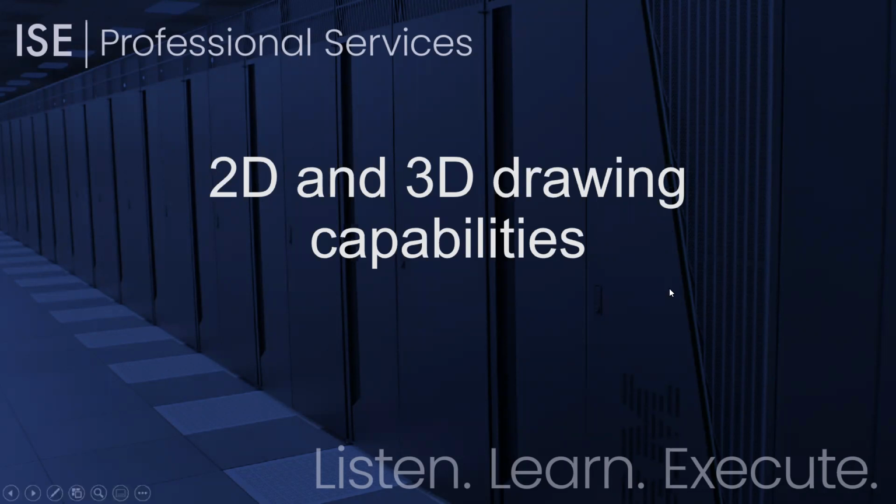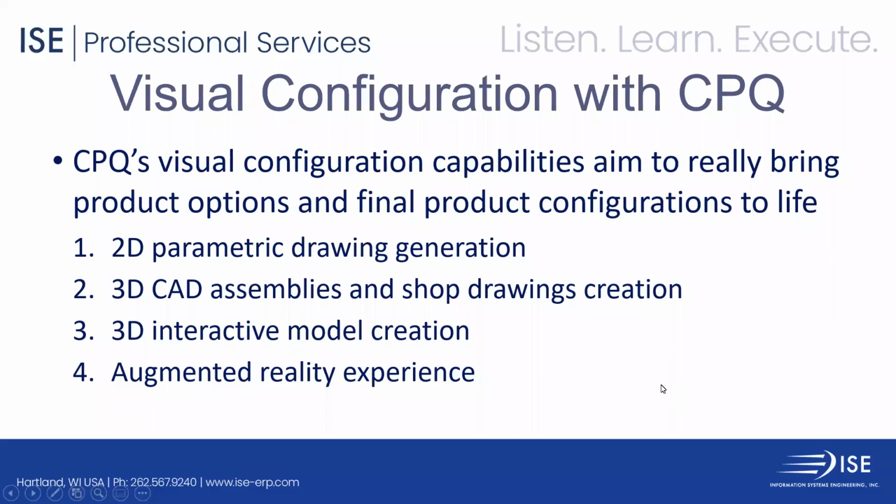Okay, let's talk about 2D and 3D drawing capabilities. All right, so you have visual configuration with CPQ, and this is pretty neat. These built-in capabilities, their whole purpose, their whole aim is really to bring both the individual product options and the final product configurations to life, to make it really look solid, to make it real.